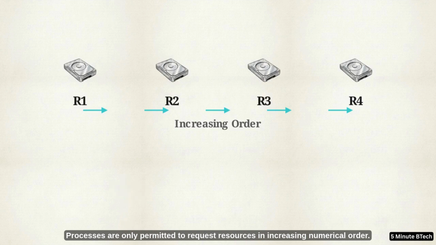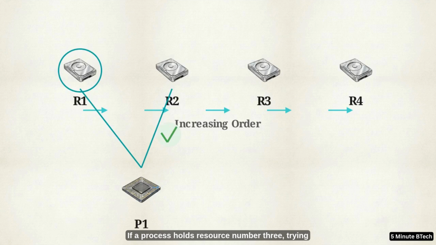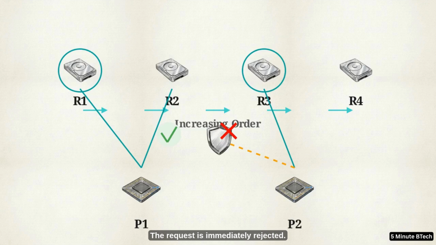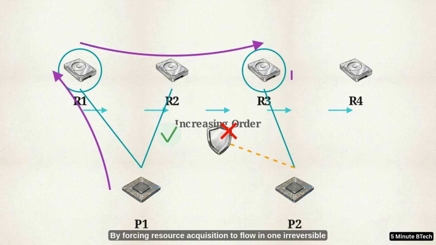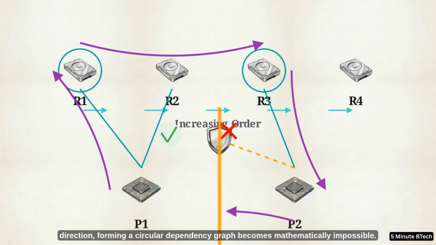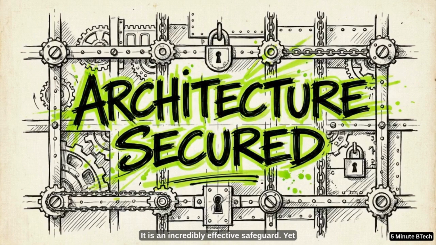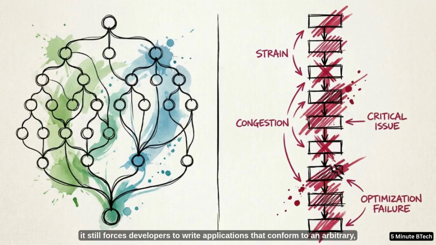Processes are only permitted to request resources in increasing numerical order. If a process holds resource number 3, trying to request a lower order resource, like number 1, violates the architecture. The request is immediately rejected. By forcing resource acquisition to flow in one irreversible direction, forming a circular dependency graph becomes mathematically impossible. It is an incredibly effective safeguard, yet it still forces developers to write applications that conform to an arbitrary, rigid hierarchy rather than the logical flow of the software.